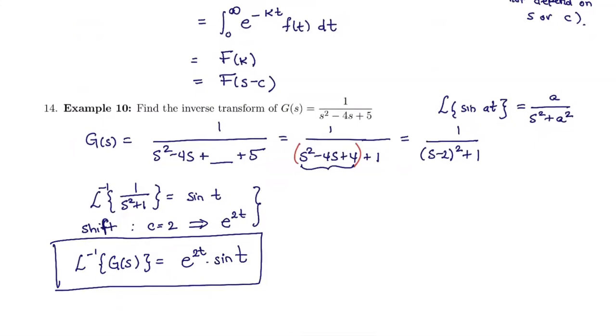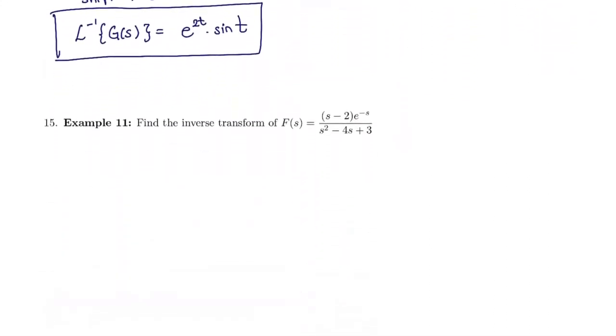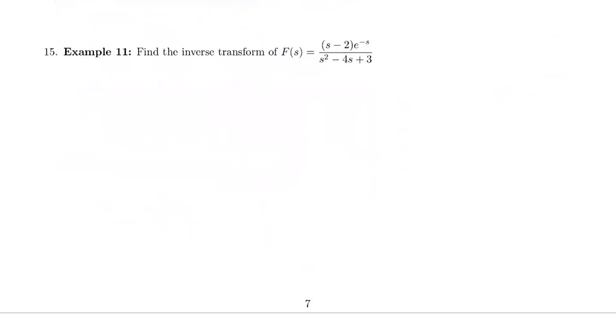In the next example, we're going to try to now put a lot of things together. In this particular example, we see that we have the presence of the exponential e to the minus s. This is going to indicate that we're going to end up with some type of Heaviside function.